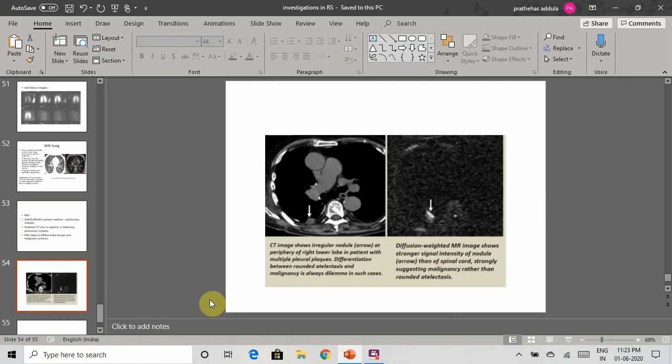In the right image, CT image shows irregular nodule at peripheral right lower lobe in patient with multiple pleural plaques. Differentiation between rounded atelectasis and malignancy is always a dilemma in such cases. Whereas DWI MR image shows stronger signal intensity of nodule than of spinal cord, strongly suggesting malignancy rather than rounded atelectasis.